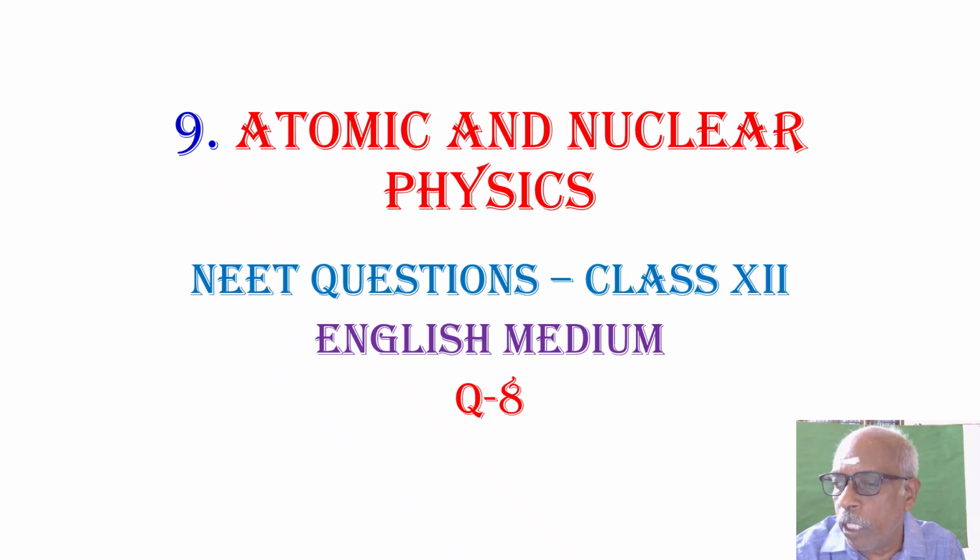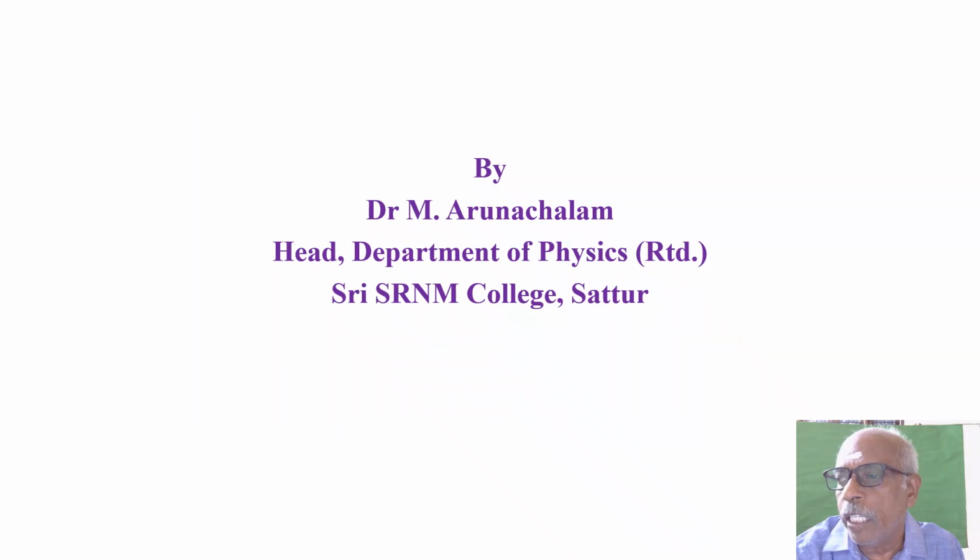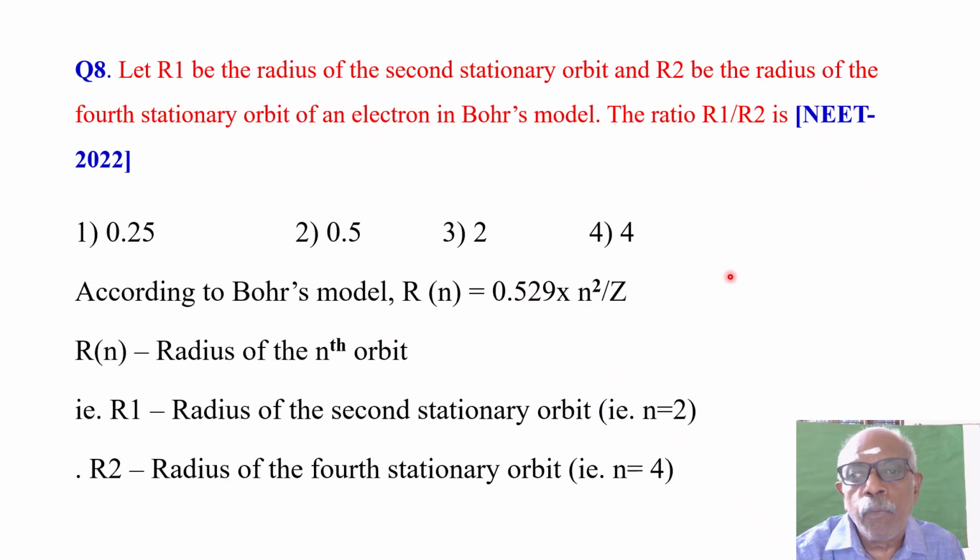In today's video, we are going to see a multiple choice question from the chapter Atomic and Nuclear Physics. The question is, let R1 be the radius of the second stationary orbit and R2 be the radius of the fourth stationary orbit of an electron in Bohr's atom model. The ratio R1 by R2 is how much? Number 1, 0.25, 0.5, 2 and 4.